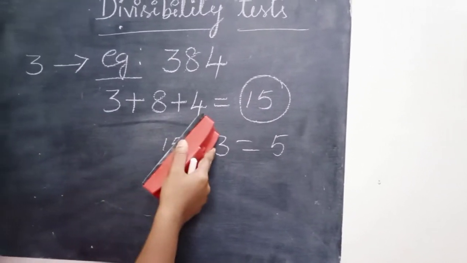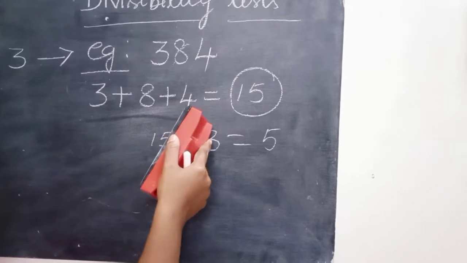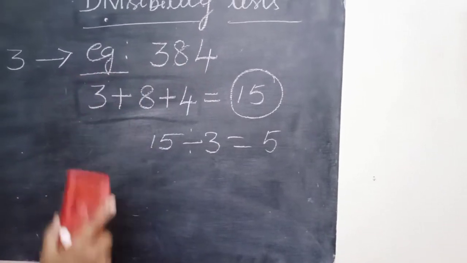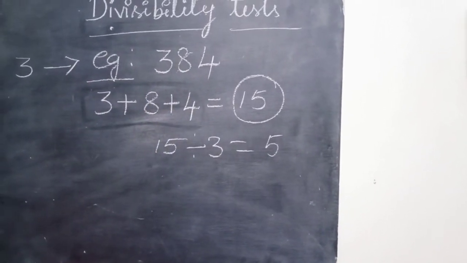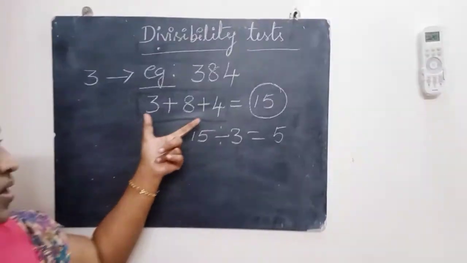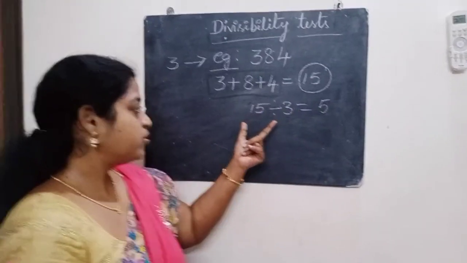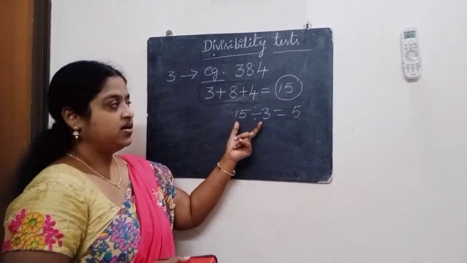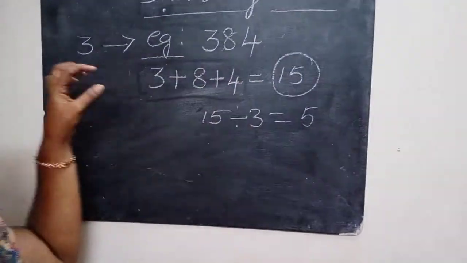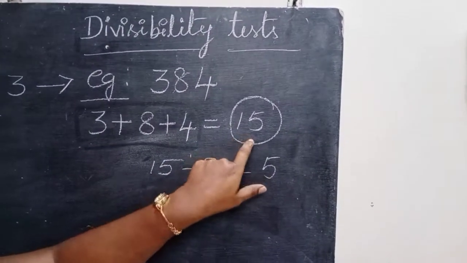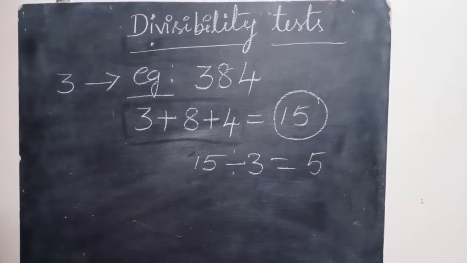The total you have to check. This total is the important thing. You should find out the sum of the digits. Whatever the number, first find out the sum. Then you will get one answer. So here you have to find out the sum and check whether the result is divisible by 3 or not. Okay.